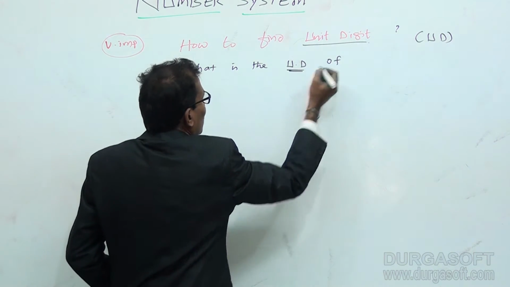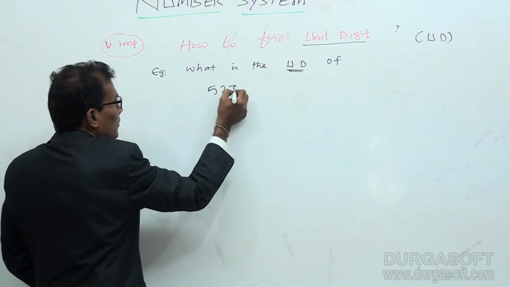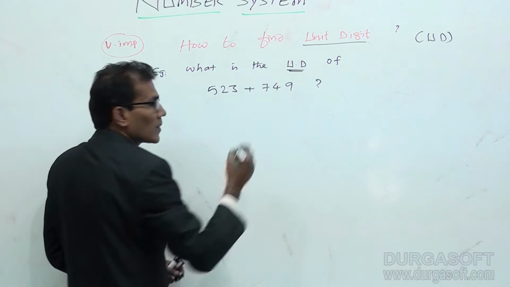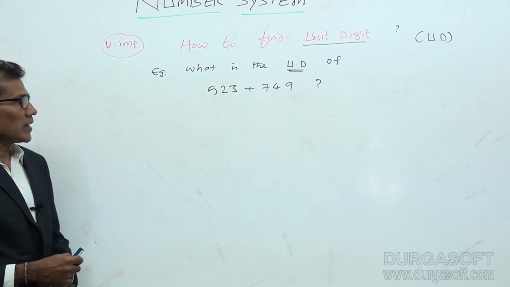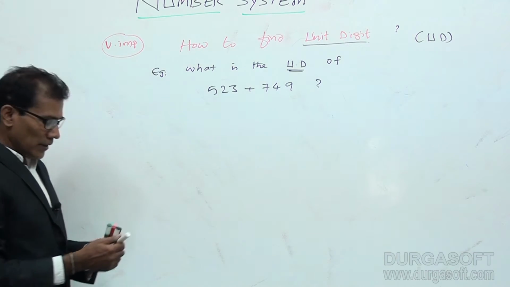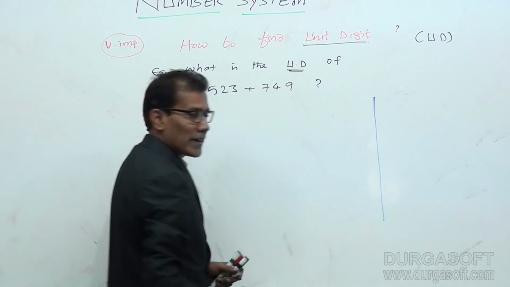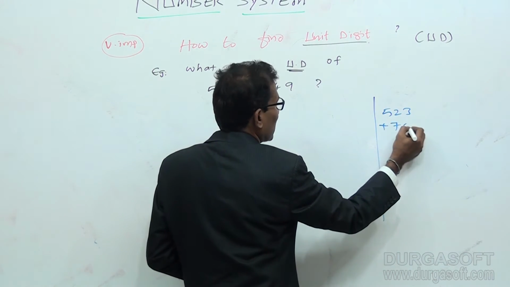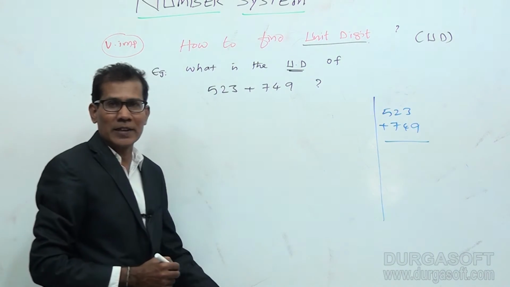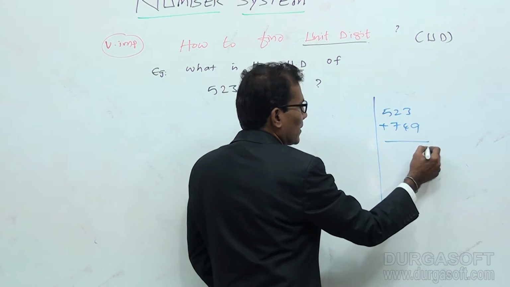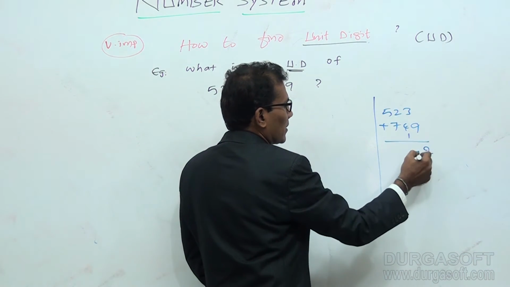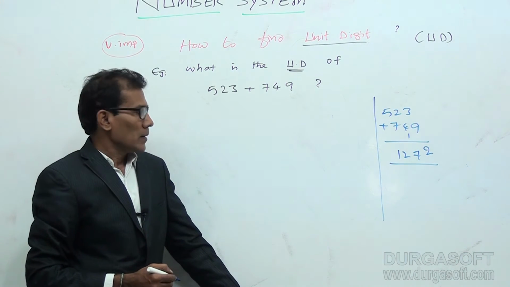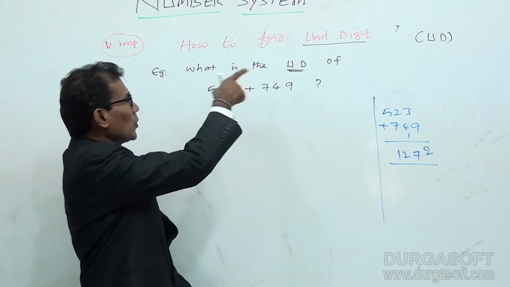What is the unit digit of 523 plus 749? If we perform the addition between these two numbers in the usual method, 9 plus 3 is 12, 1 plus 4 is 5, plus 2 is 7, and 7 plus 5 is 12. The sum of 523 plus 749 is 1272.